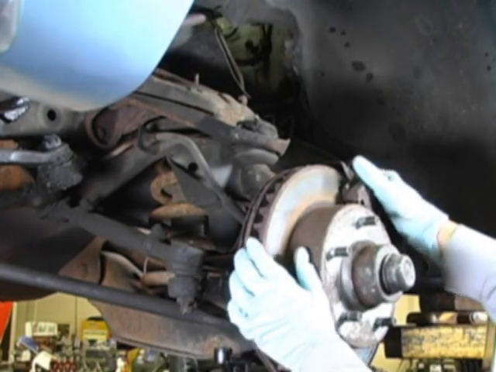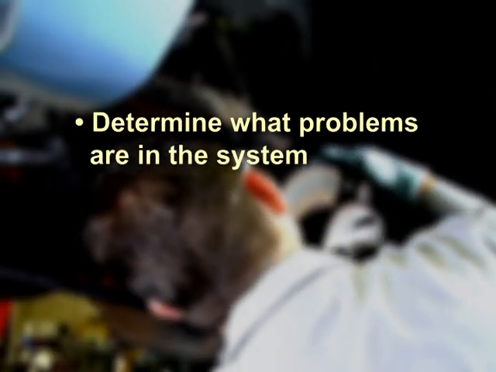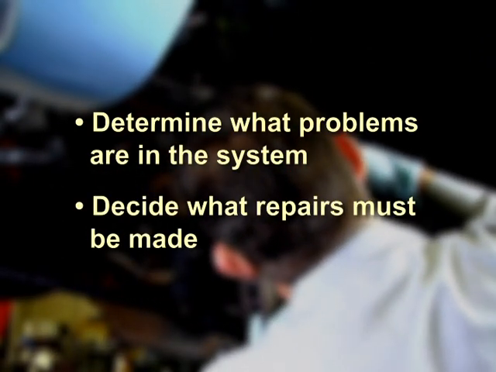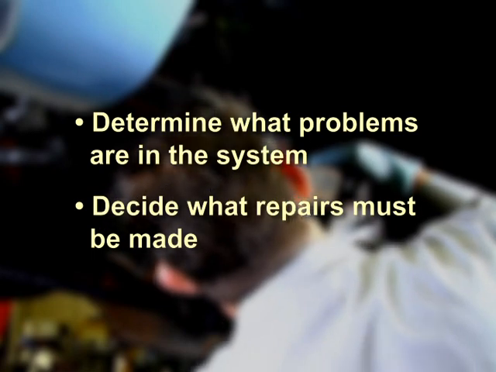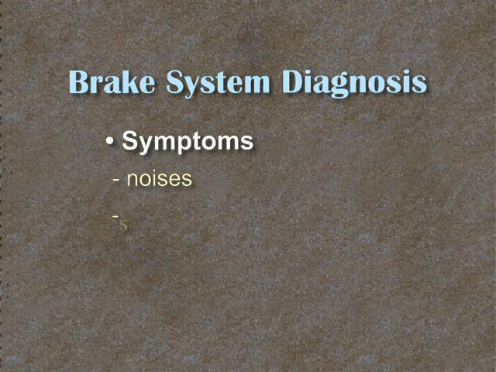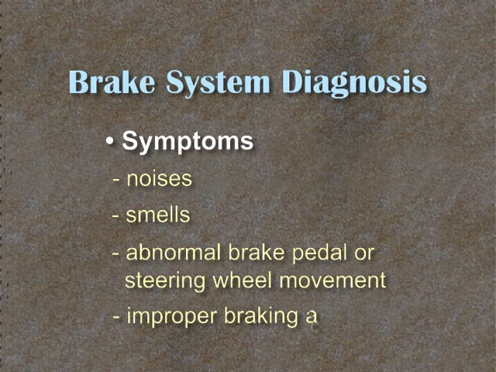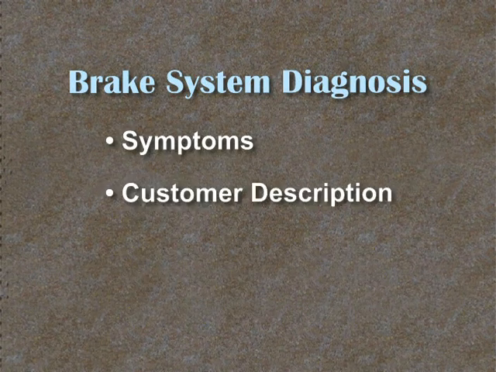Problem diagnosis is the first step toward competent brake system service. You must determine what problems are in the system and decide what repairs must be made to remedy these problems. To diagnose a brake system, first use symptoms, noises, smells, abnormal brake pedal or steering wheel movement, improper braking action, to analyze problems. Listen to the customer's or service writer's description of the problems.